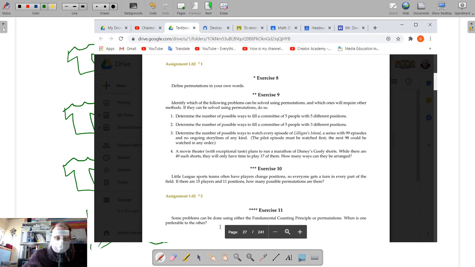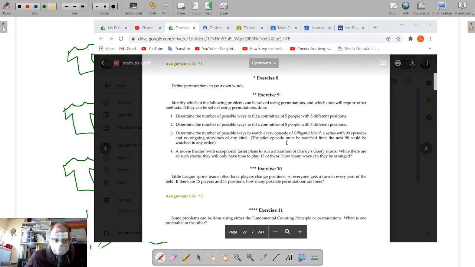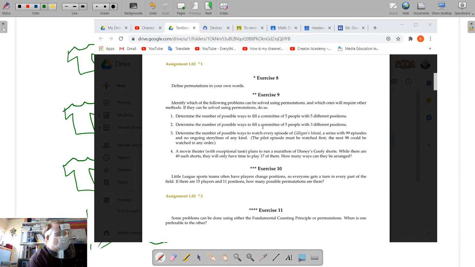Determine the number of possible ways to fill a committee of 5 people that have 3 different positions. Yeah, you could do that as 5P3, which would be 60. Yeah, because that's everything but the times 2 times 1.